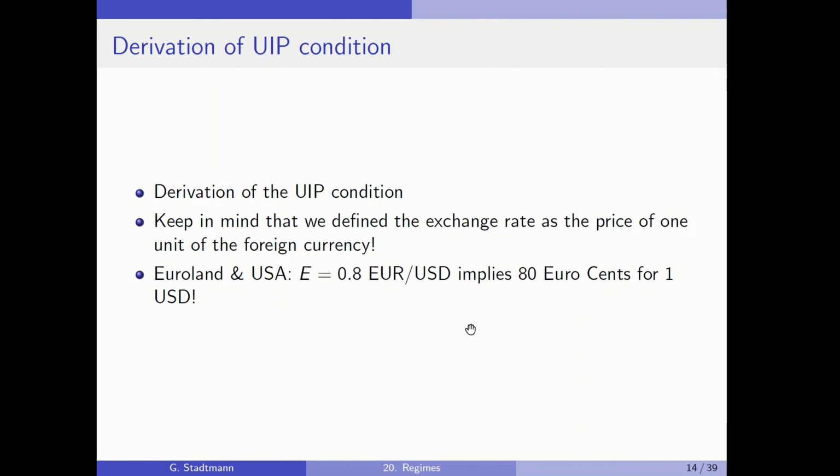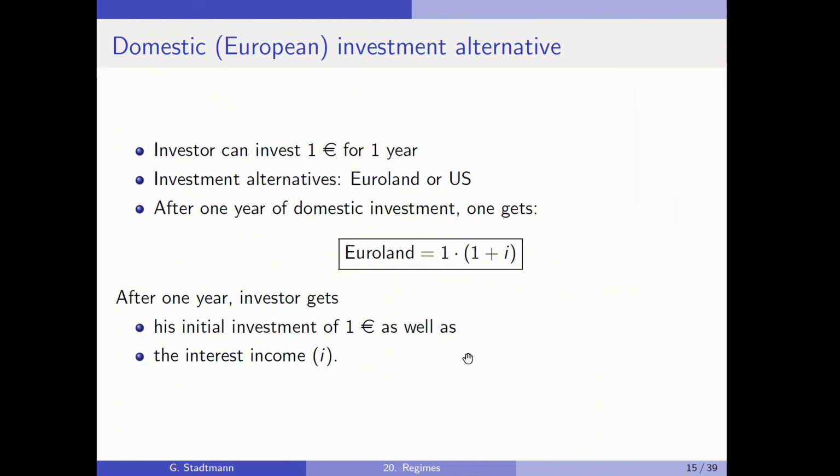How do we derive this UIP condition? We are assuming that one investor has two different investment alternatives. He can either invest in the domestic economy in Euroland, or this investor can invest in the US. The investor can invest €1 for 1 year, and after 1 year of domestic investment, the investor will receive 1 times (1 plus the domestic interest rate). This is the outcome of the investment at home.